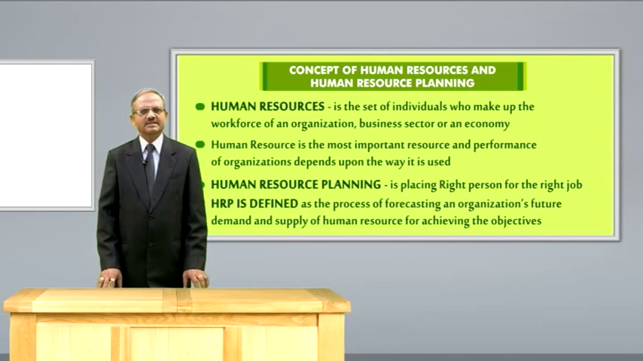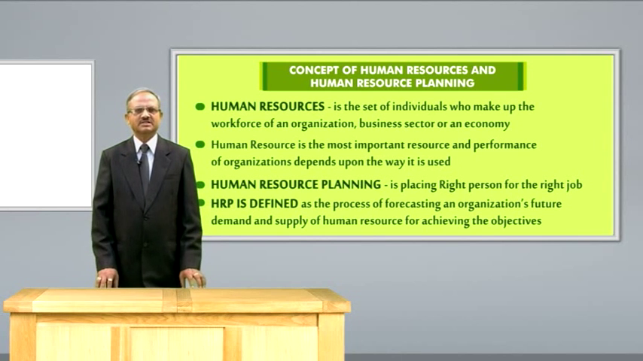So if we see human resource planning, it is placing the right person for the right job. The simplest meaning of human resource planning is placing the right person for the right job. If you look at the classical definition of human resource planning, it is defined as the process of forecasting of an organization's future demand and supply of human resource for achieving the organizational objectives. It is nothing but placing the right people in right number at the right place is the concept.